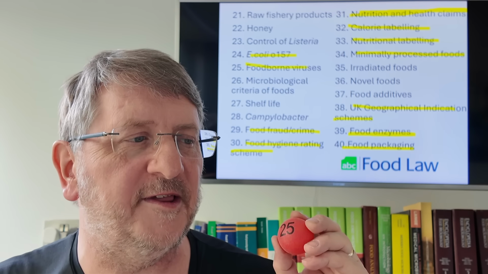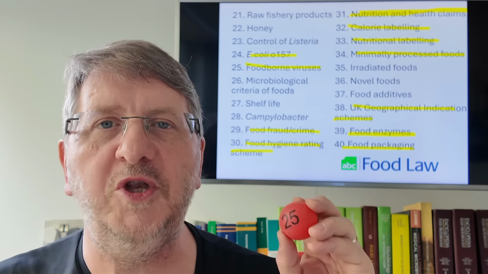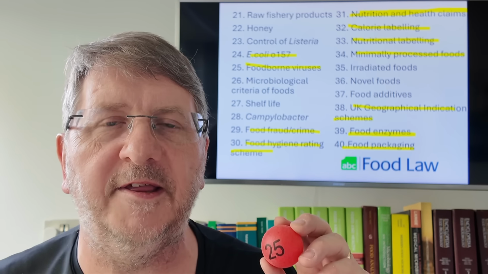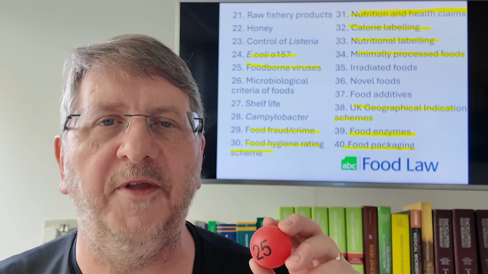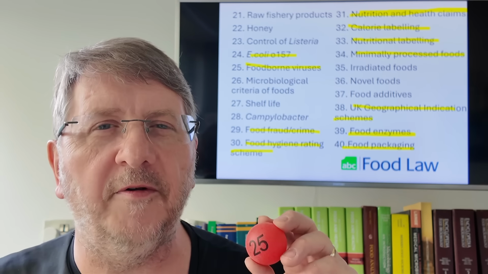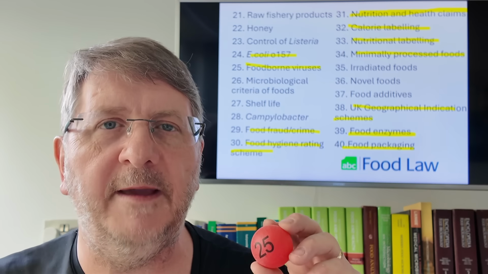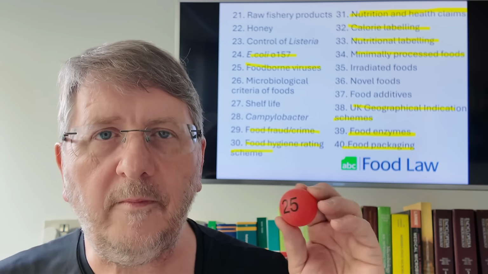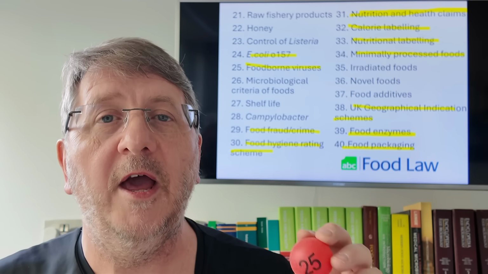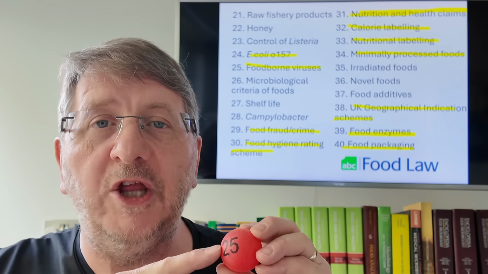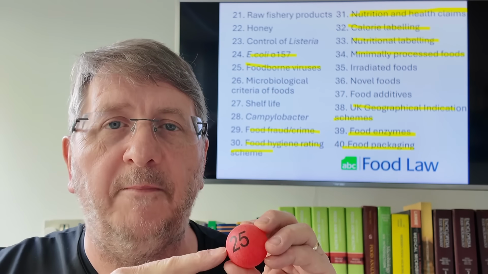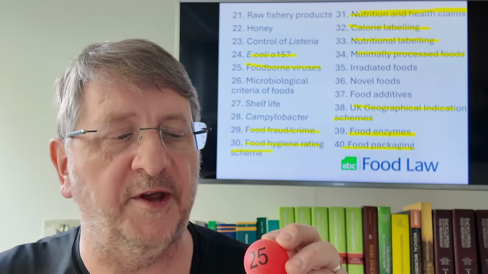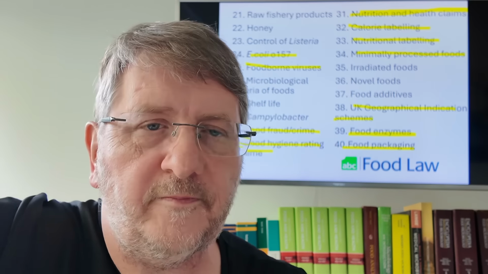Foodborne viruses. The most common foodborne virus would be norovirus. The Food Standards Agency reckons there's something like 380,000 cases of foodborne norovirus in the UK every year. Other viruses, hepatitis A, hepatitis E, might be associated with things like shellfish, but norovirus can be person-to-person spread, of course. So the management of foodborne viruses is really important. They don't grow in food, but they can be transmitted by food handlers, for example. It's a food hygiene issue.